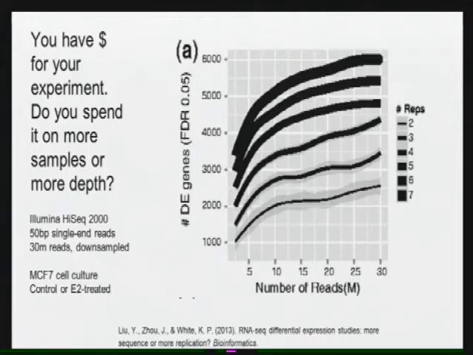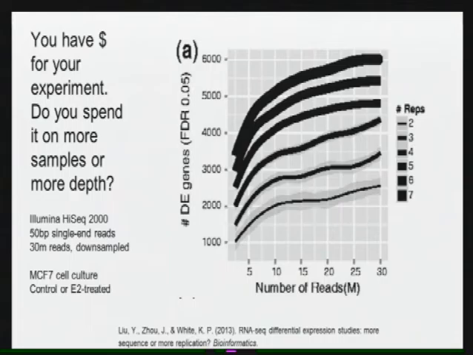And then what they did, they're plotting across the number of reads that they sequenced, the number of differentially expressed genes that they found with some FDR cutoff. And the different lines represent how many samples they used in the comparison.